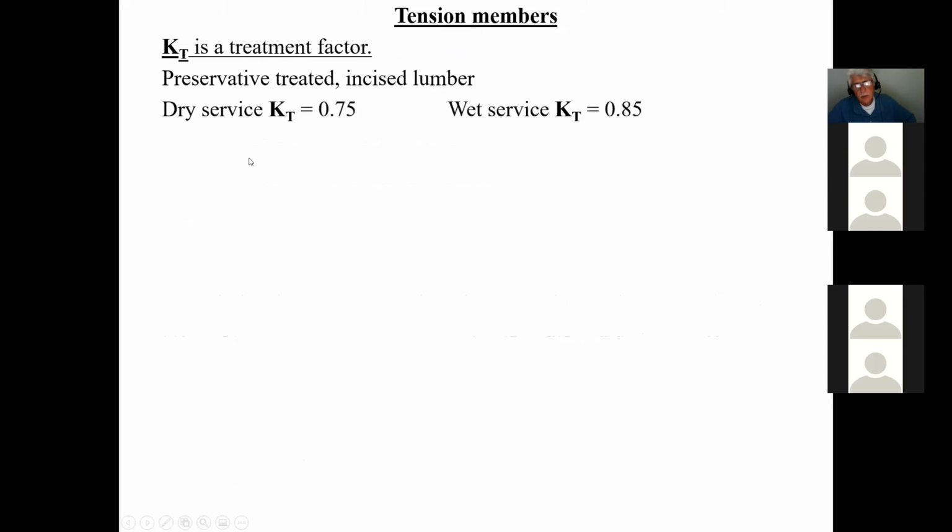And of course, KT, your treatment factor, whether it's treated or incised lumber, makes no difference in this case, as opposed to a compression member. KT dry 0.75, KT wet 0.85, okay? And like I said, if ever you're using a very strong chemical for fire retardants, call up the chemical company and ask them for the KT value. These are suggested values, okay? That will cover most cases, but if you want to be more accurate, get the information from the person actually treating the wood and ask what the KT value is. That would be the best way to get the right values here.